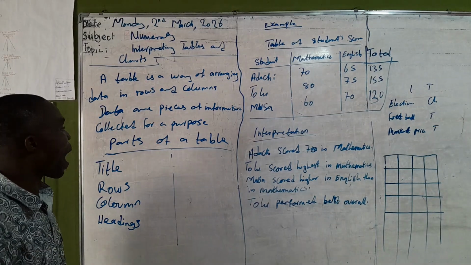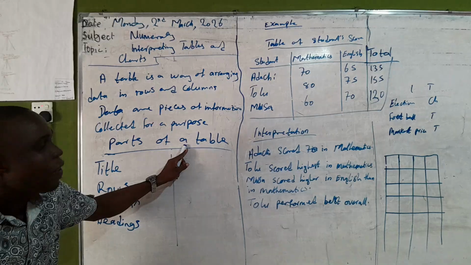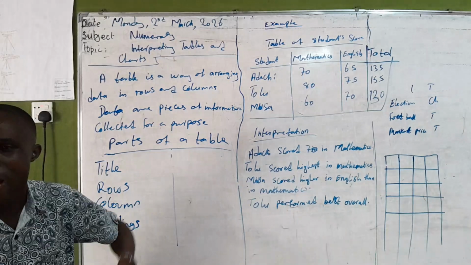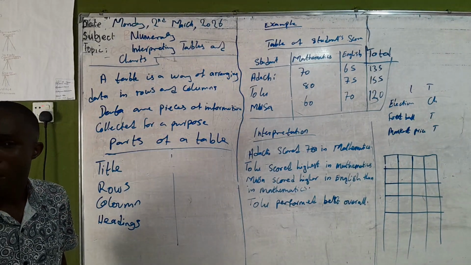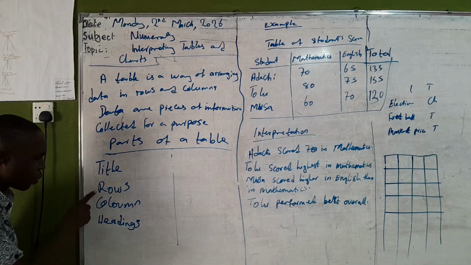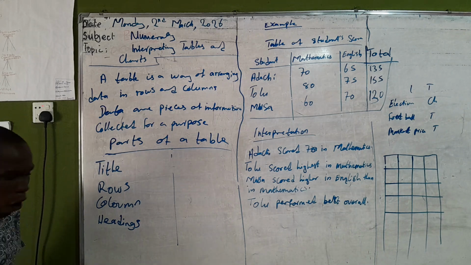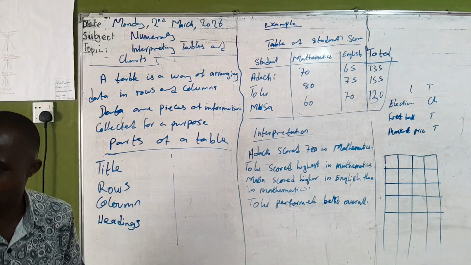So now let's come back to part of a table. Part of a table. Say part of a table. Part of a table. Number 1. Title. Number 2. Rows. Number 3. Column. Number 4. Heading. What are they?